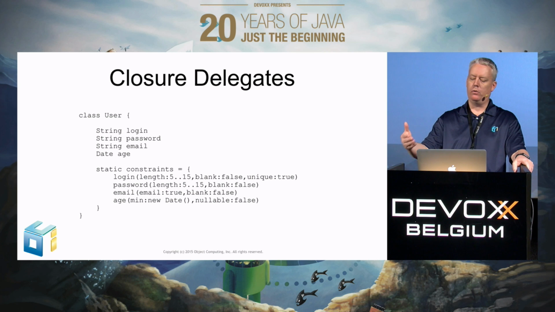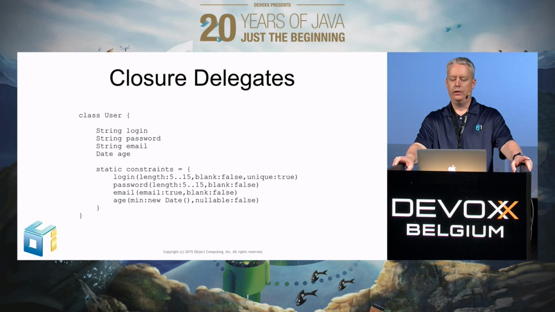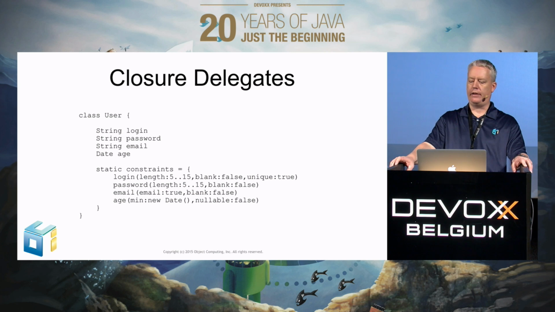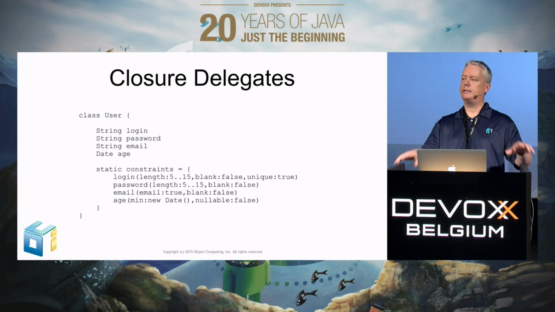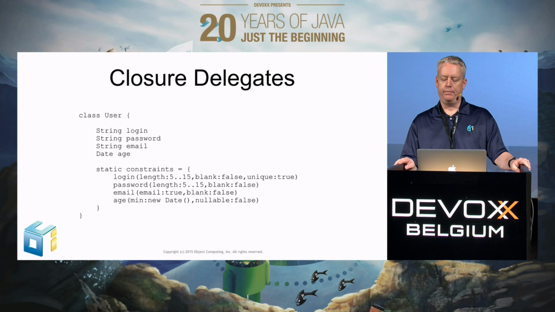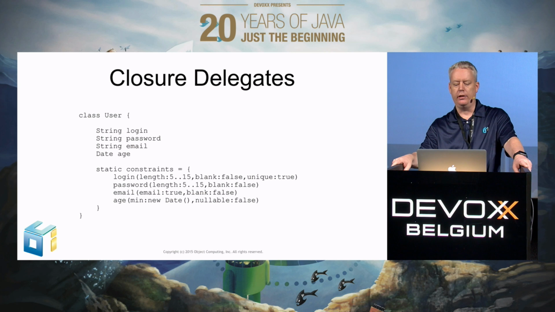So for example, what's expressed here is that the login property has to have at least 5 characters and can have no more than 15 characters. It can't be blank, and it has to be unique. We can't have 2 users with the same login name. The password has to be at least 5 characters and no more than 15 characters and cannot be blank, and so forth. So we've got a DSL for describing constraints that dictate what are valid values for your persistent properties.